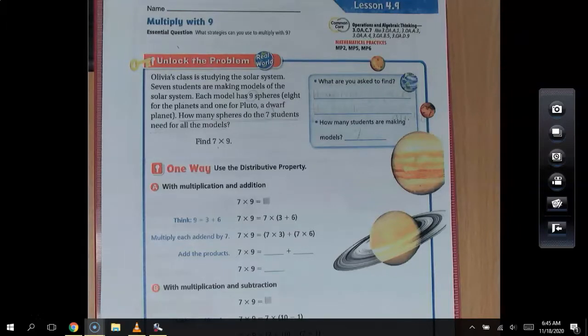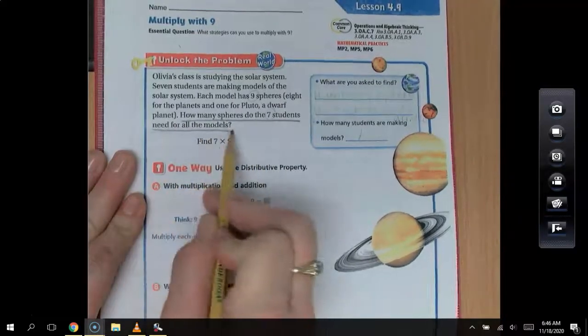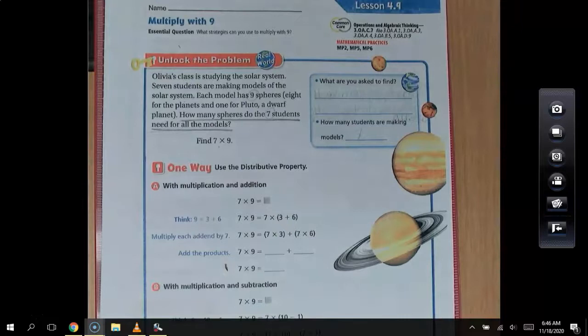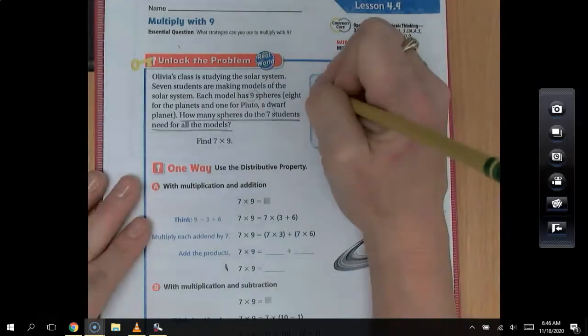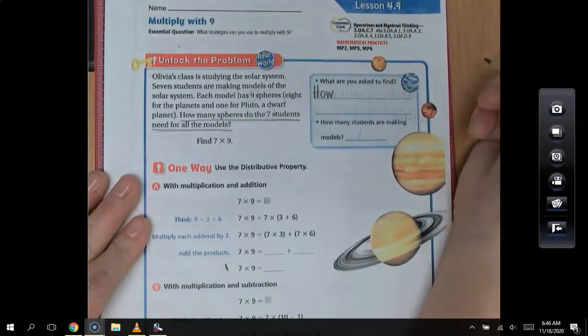So we have to first figure out, what are we asking for? How are we going to solve this problem? I need to know what they want us to figure out. So in order to figure that out, boys and girls, in these math reasoning problems, we always look at the question. And in this case, it says, how many spheres do the 7 students need for all the models? That's what we're going to try to figure out. So what are we asked to figure out? Well, how many spheres the students need in all? So that's what I want you to write on this line. You might have to write a little bit small because they don't give us a lot of room.